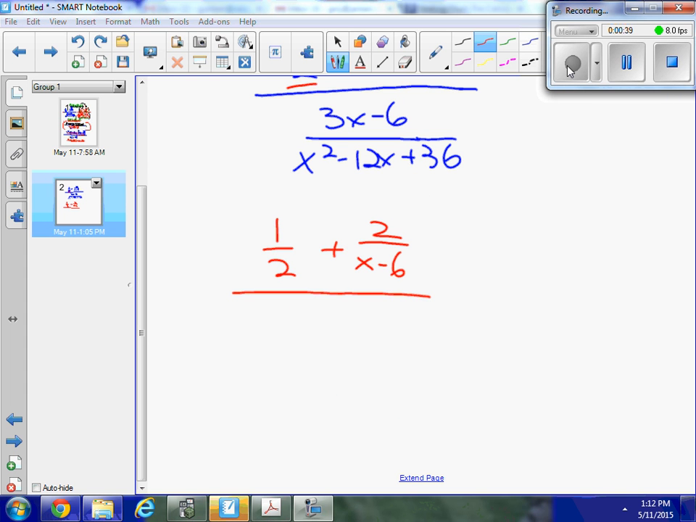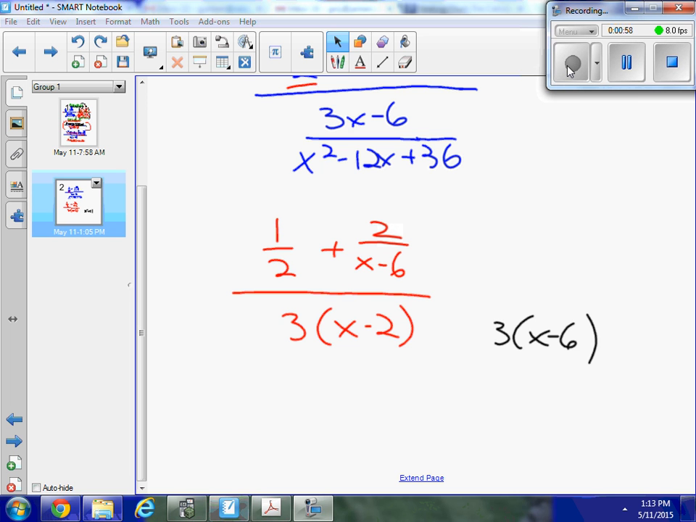And that is divided by 3x minus 6. I can factor out a common monomial. I can factor out a 3, and I get x minus 2. And just so you're careful, it's very easy to factor that into 3 times x minus 6. I did it the first time I tried. A lot of people made that mistake. It's not. Just make sure you do it carefully.